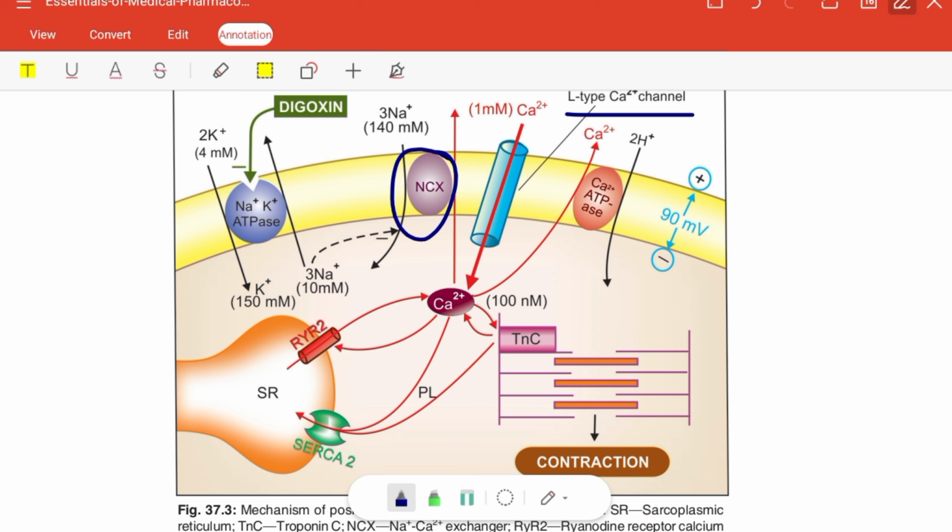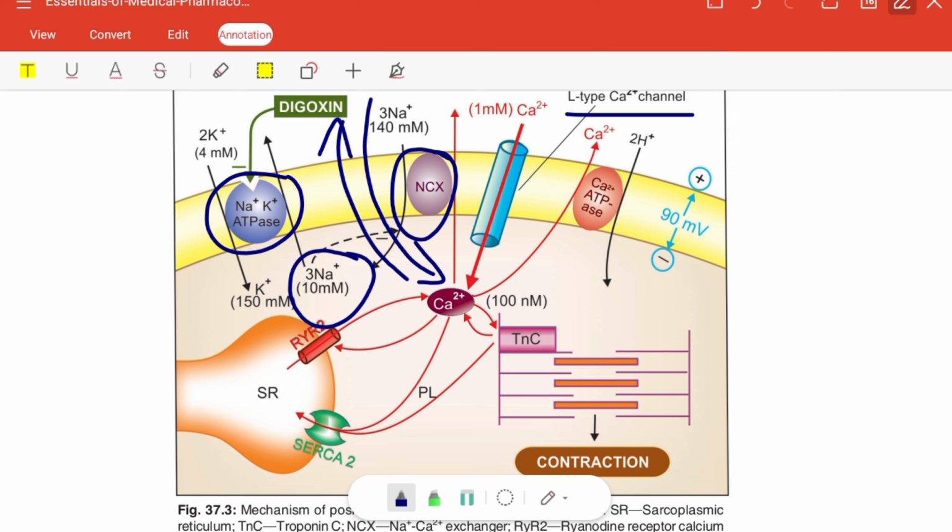This sodium calcium exchanger takes the calcium outside and lets in the sodium inside. Now this sodium has no role, so it has to be let out. This is done by the sodium potassium ATPase, which is present on the myocardial cells. It takes back the sodium which came in and lets in the potassium.